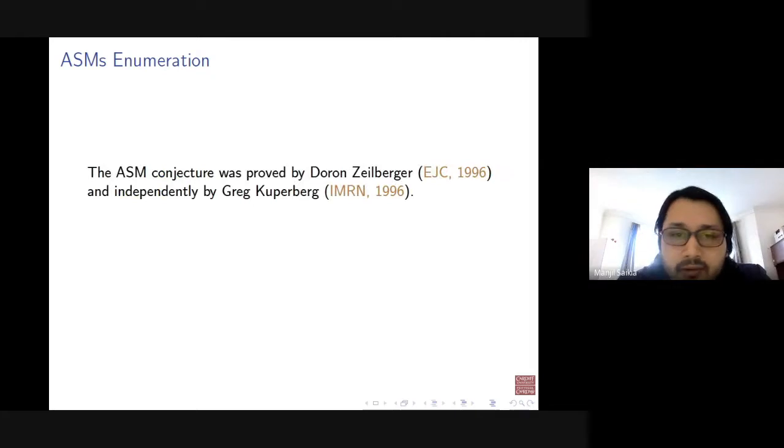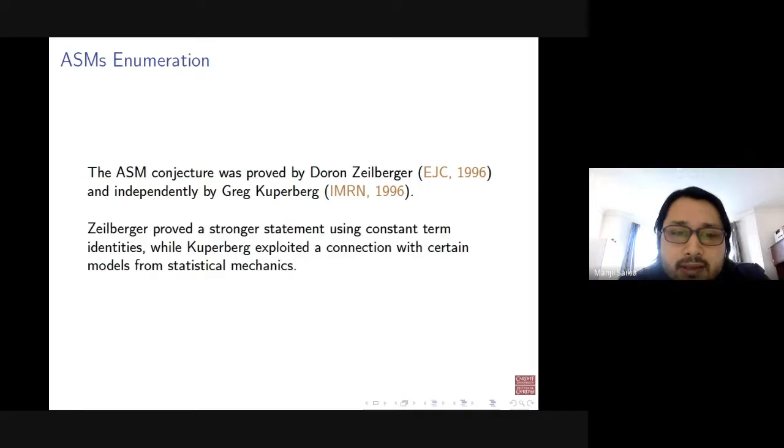As I mentioned already, the formula was conjectured by Mills, Robbins, and Rumsey, and this conjecture was proven by Doron Zeilberger and independently by Greg Kuperberg, and they used different techniques to do this. In fact, Zeilberger proved a stronger statement using something called constant term identities, and Kuperberg exploited some connection with statistical mechanics, statistical physics. If there is time, I'll explain a bit about Kuperberg's proof. Otherwise, I will not go into details about this.